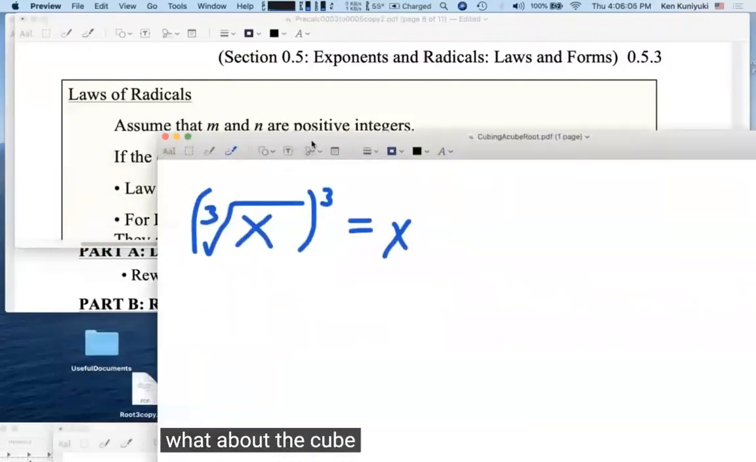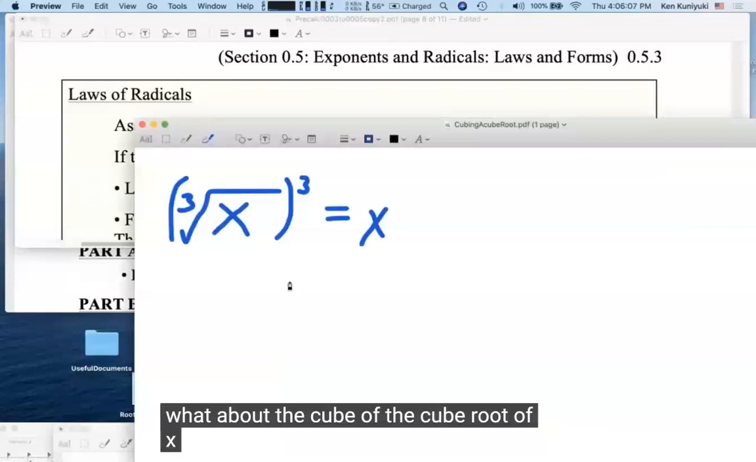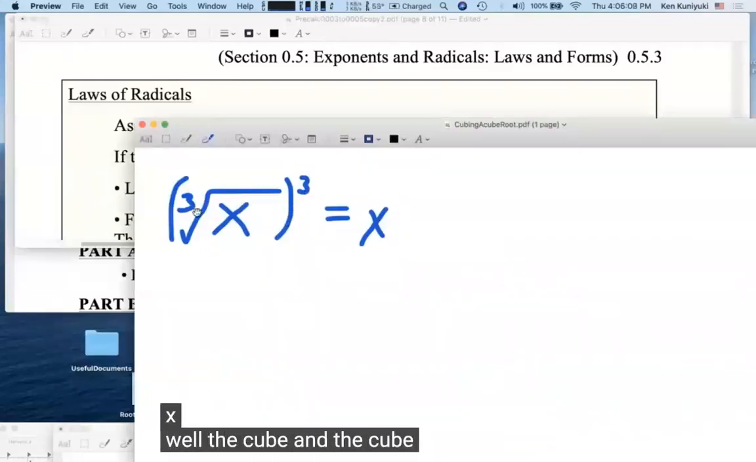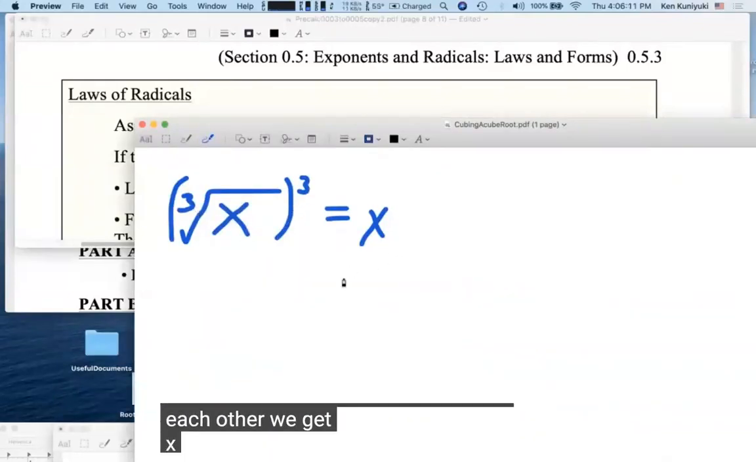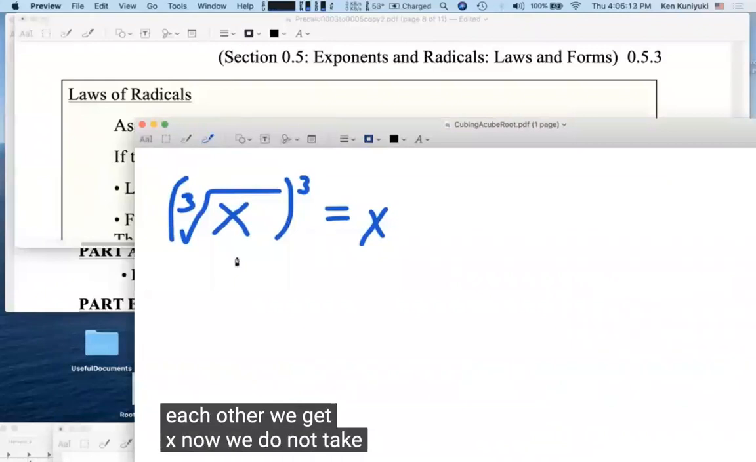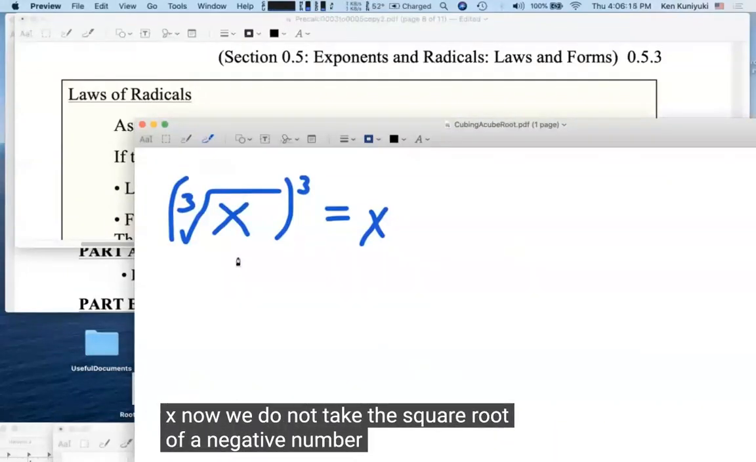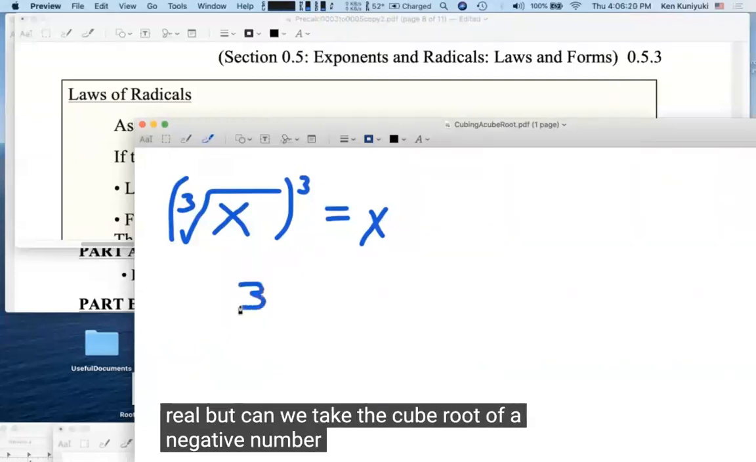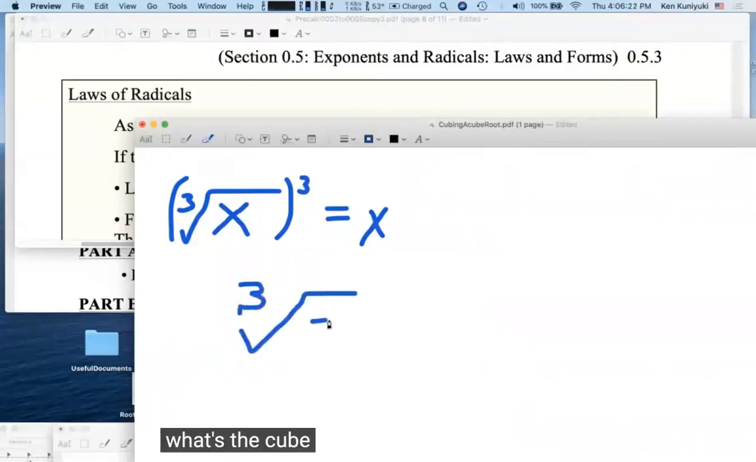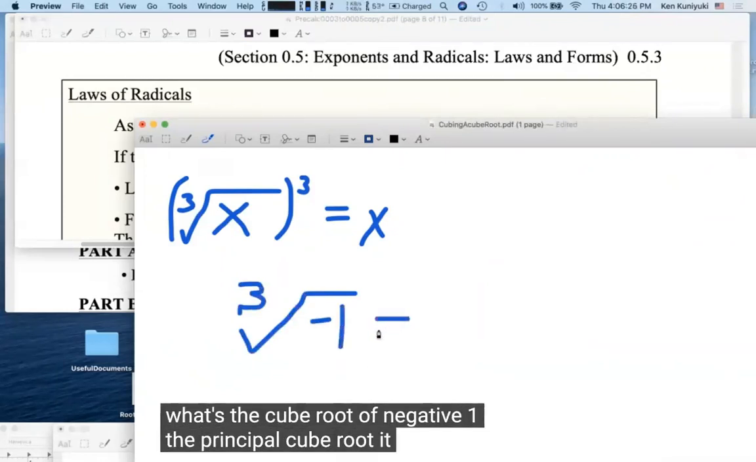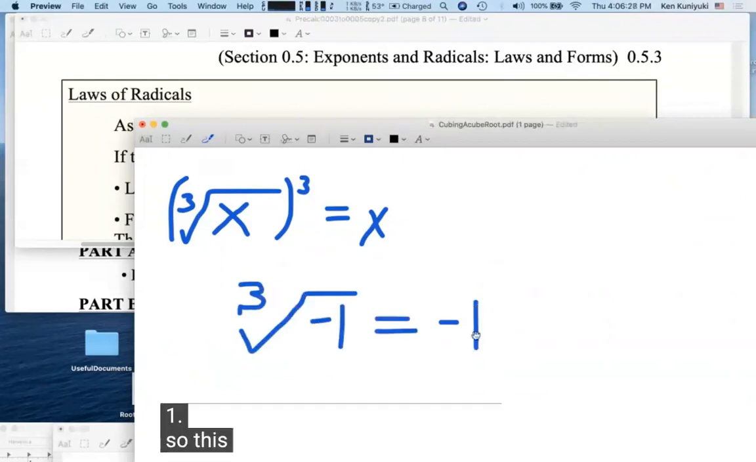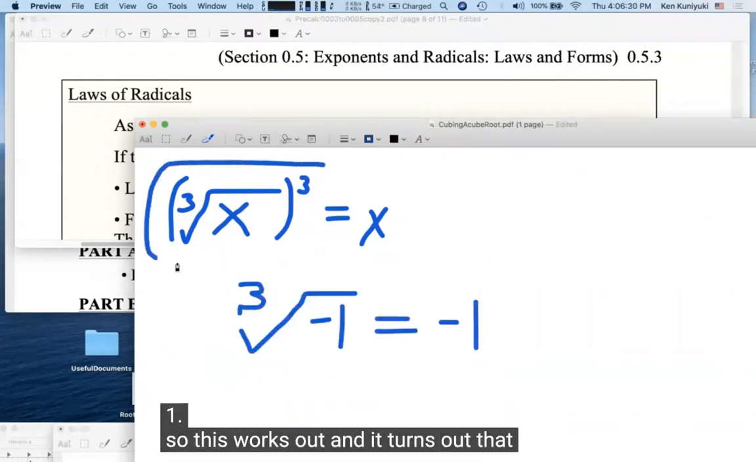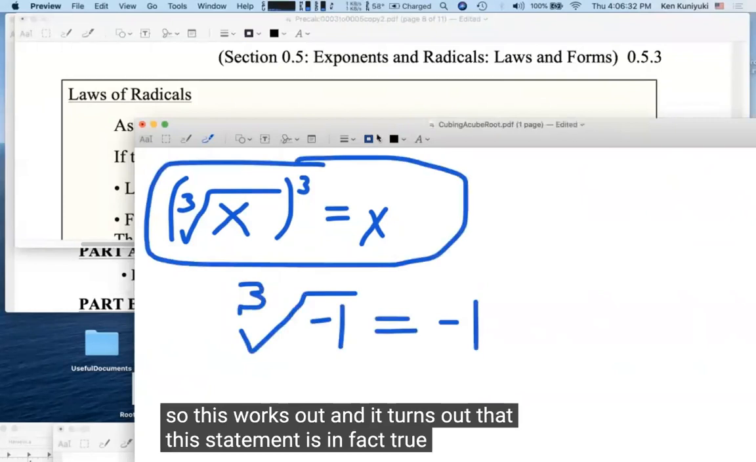All right. Now, what about the cube of the cube root of x? Well, the cube and the cube root undo each other. We get x. Now, we do not take the square root of a negative number because that's not real, but can we take the cube root of a negative number? What's the cube root of -1? The principal cube root. It is -1.